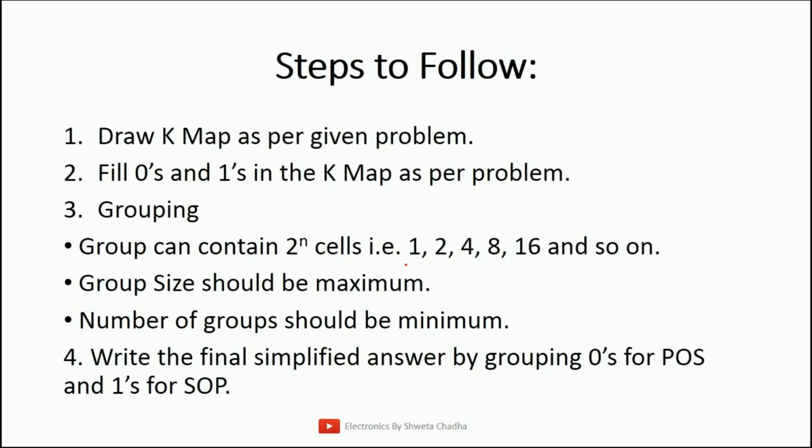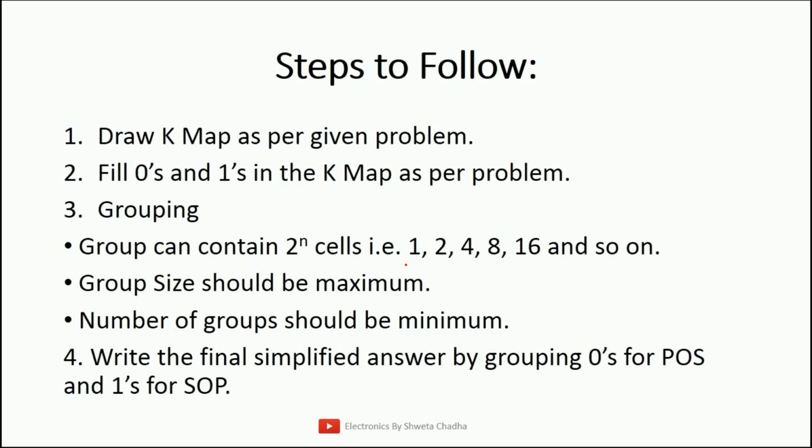First of all, we are going to discuss various steps that we have to follow before we start simplifying any K-map equation. Step number 1 is we need to draw the K-map as per the given problem. That means if the problem belongs to 2 variable, 3 variable or 4 variable, we have to identify that and then draw an empty K-map. Step number 2 is we need to fill in the values.